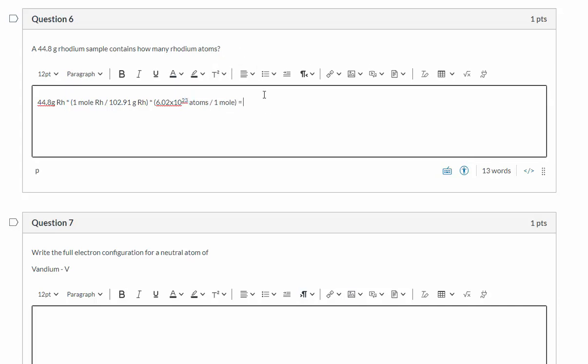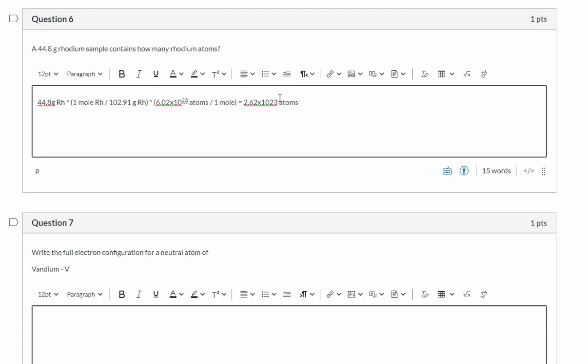And this is the work to do this calculation. So I multiply across the top, 44.8 times 1 times 6.02 times 10 to the 23rd, and then I divide that by 102.91. And the value I get is 2.62 times 10 to the 23rd atoms of rhodium.